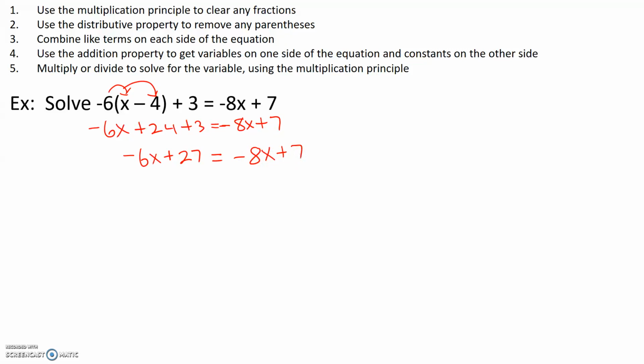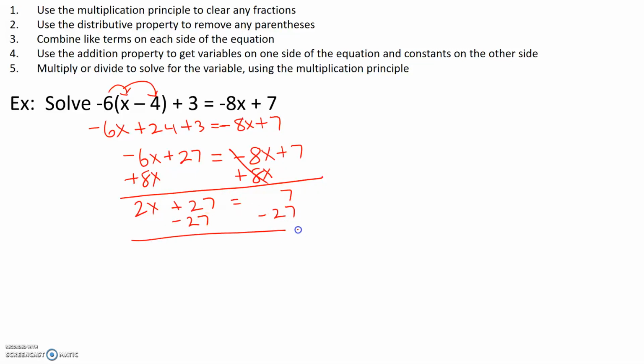Now, use the addition property to get the variables on one side. It doesn't matter which side we bring the variables to. So I'm going to add 8x and bring the variables to the left side. This will give me 2x plus 27 equals 7. Now I will subtract 27 to get the constants on the other side. So I will get 2x equals negative 20. Since x is being multiplied by 2, the inverse is to divide by 2, and we would get x equals negative 20 over 2, which is negative 10.